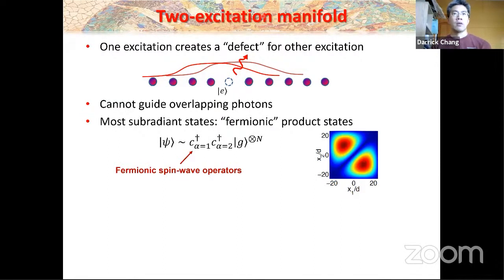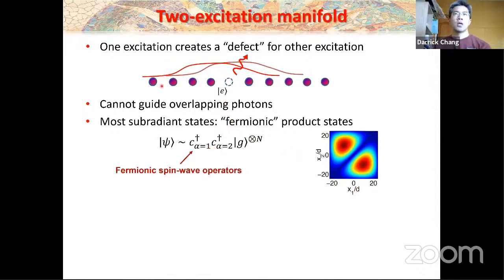So now if I want to guide two photons or create subradiant states of two excitations, then the strategy is somehow I should enforce some kind of spatial repulsion of these photons. So for example, like a Pauli exclusion principle. And it turns out you can make that argument really more precise.